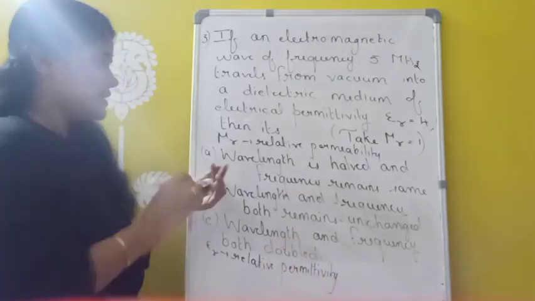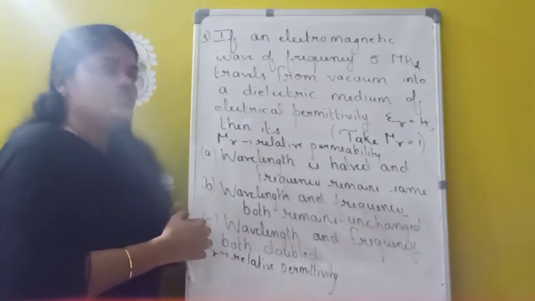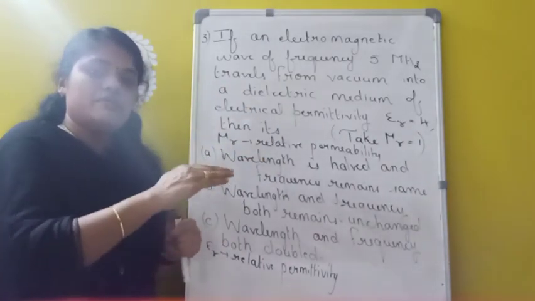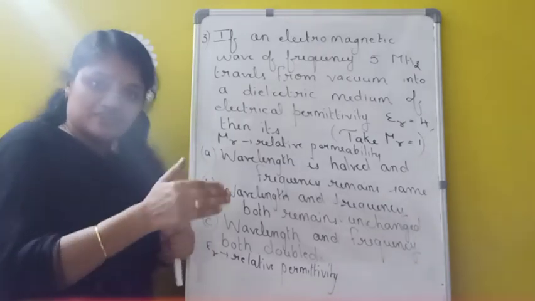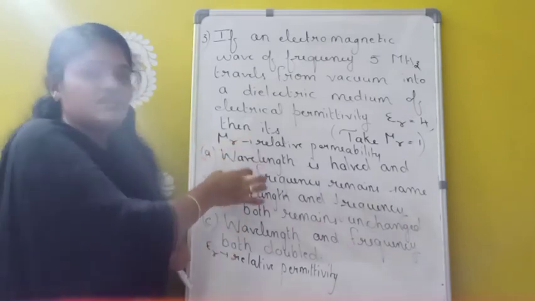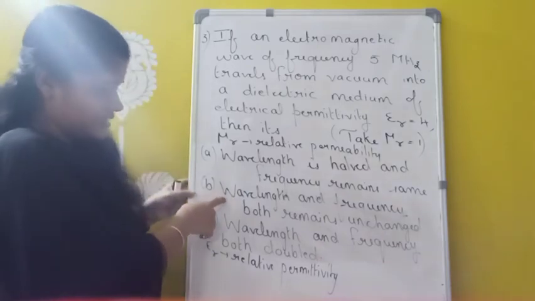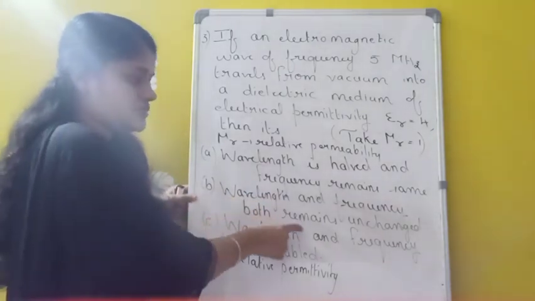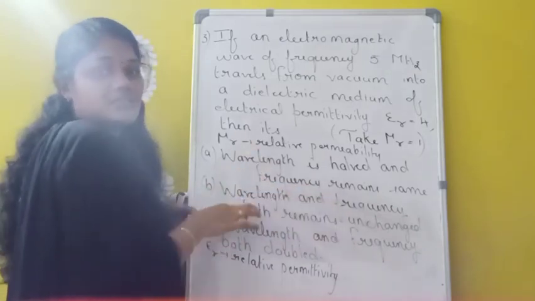Okay. So given here, the light, an electromagnetic wave, is traveling from vacuum into another dielectric medium. Whenever light is traveling from one medium to another medium, it may undergo which one? Refraction. And during this refraction, there is no change in the frequency of the light wave. So this frequency will not change here. In the options, the second option is given as wavelength and frequency both remain unchanged. But wavelength will change here. Only the frequency remains unchanged.